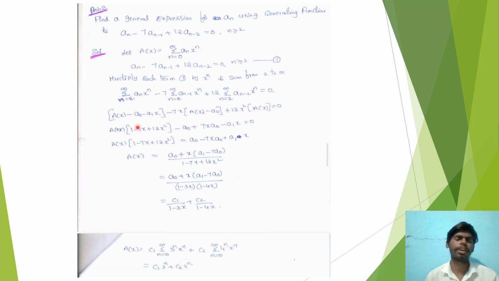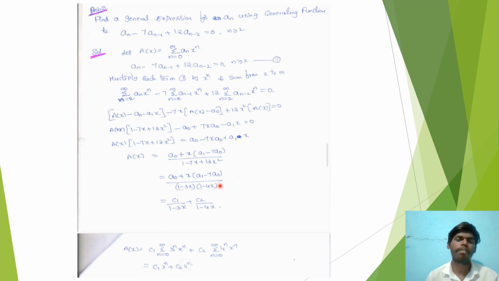So we have to take the A of x terms to one side and the remaining terms to the right-hand side, so that we get A of x times (1 minus 7x plus 12x squared) is equal to a naught minus 7x a naught plus a1 x. So A of x is equal to (a naught plus x times (a1 minus 7 a naught)) divided by (1 minus 7x plus 12x squared).